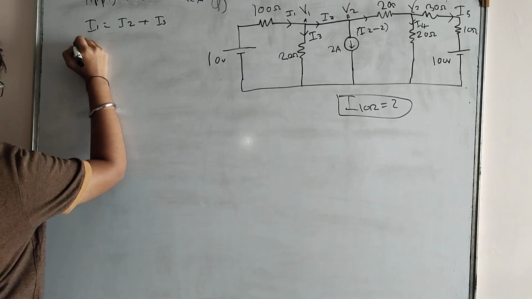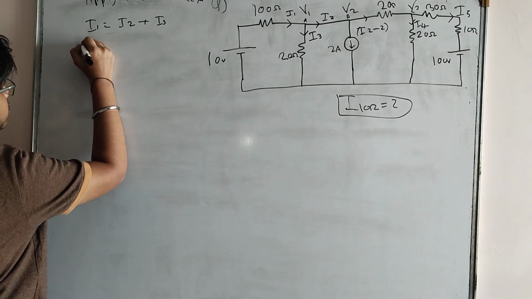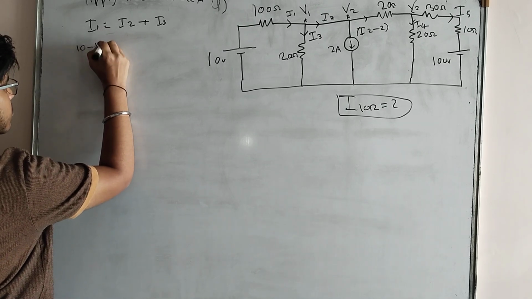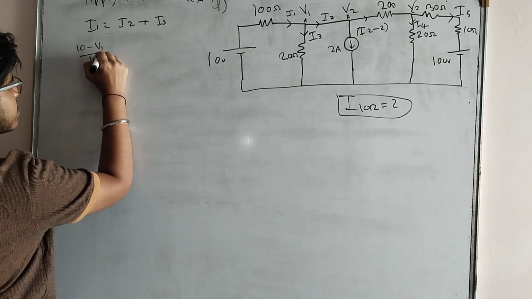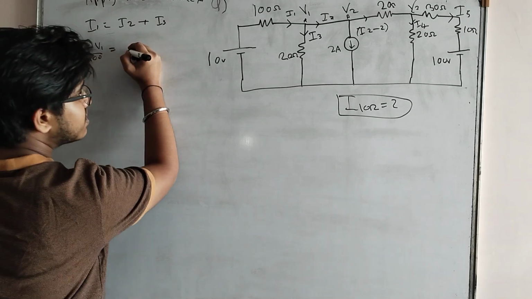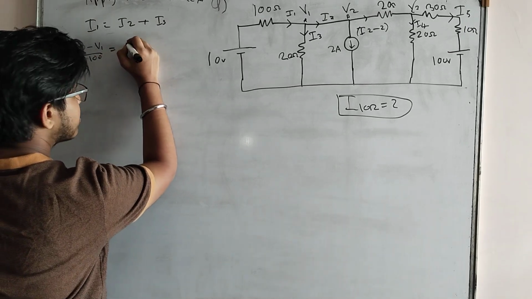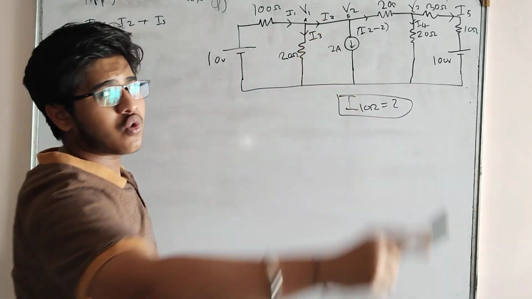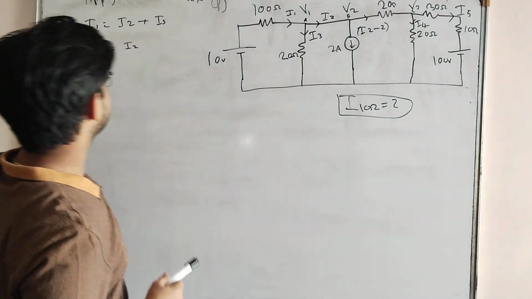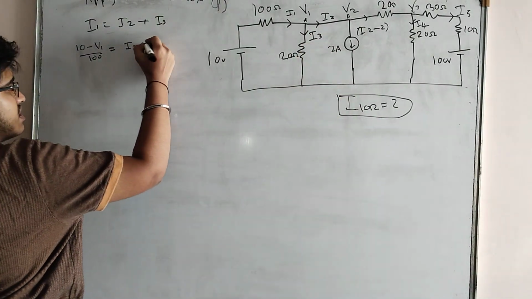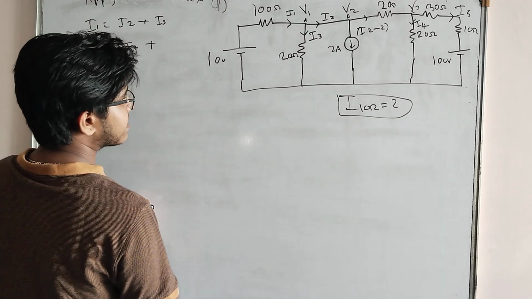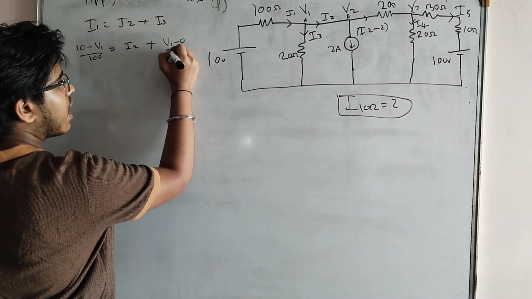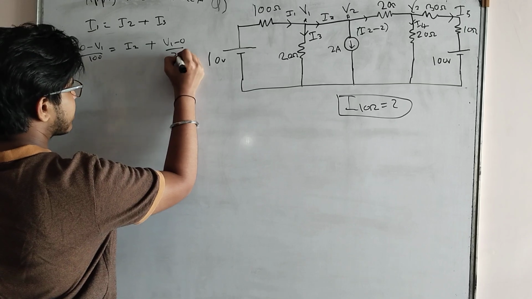Next, let's write the voltage drop also. (10 minus V1) upon 100 is equal to I2. Now here in this branch there seems to be no resistance, so we will keep it as I2 only, and we will write here plus I3, which is (V1 minus 0) upon 20.